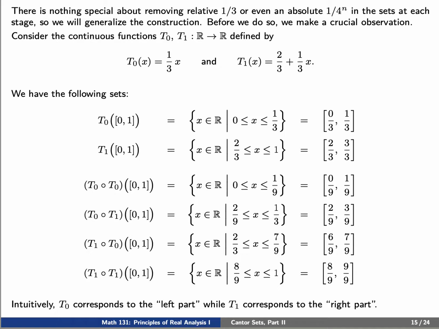When we consider now the compositions, you can see how T0 circle T0 is at the very left, T0 circle T1 is not quite to the left, it's sort of to the right of the left part. T1 circle T0 is to the right, but is sort of to the left of the right part. And finally, T1 circle T1 is to the very right. It's all the way at the end, being the interval 8/9 to 1.